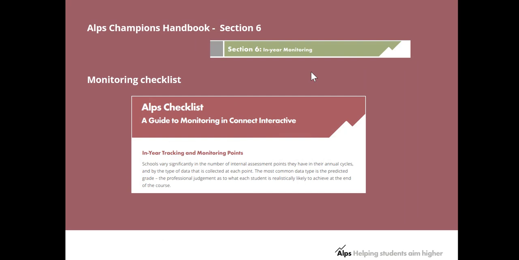We've got an ALPS Champions handbook, which hopefully you've accessed on the webpage. Section 6 in particular is the one I'd look at. It's in year monitoring, and I've got a page in there on raw mocks and specifically the analysis of that. There are specific monitoring checklists in there, and those tease out again some questions to do with monitoring in Connect Interactive.